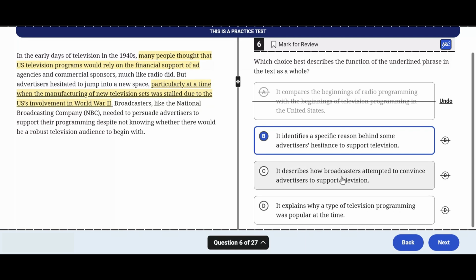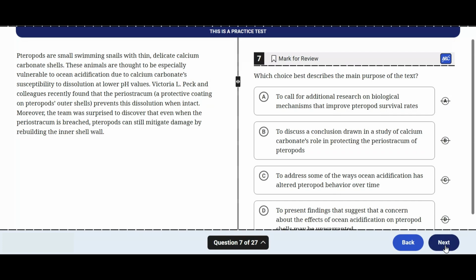Okay, it says describes how broadcasters attempted to convince advertisers to support television. Doesn't say that. It's kind of more like the sentence following. It says that explains why a type of television programming was popular at the time. Doesn't do that. Honestly, it would seem to indicate the opposite. So that's definitely our answer. Go ahead and move on.